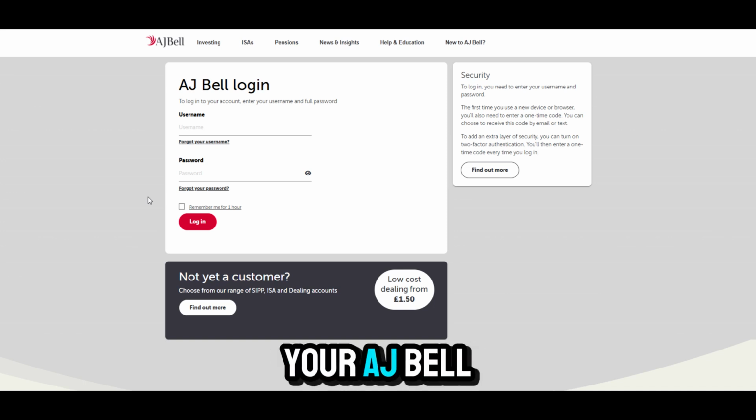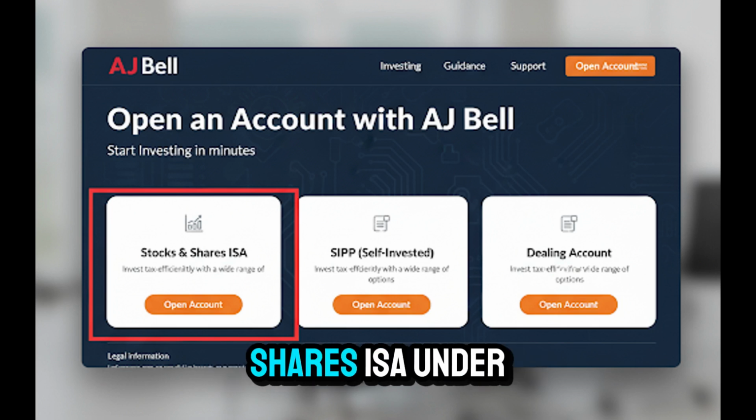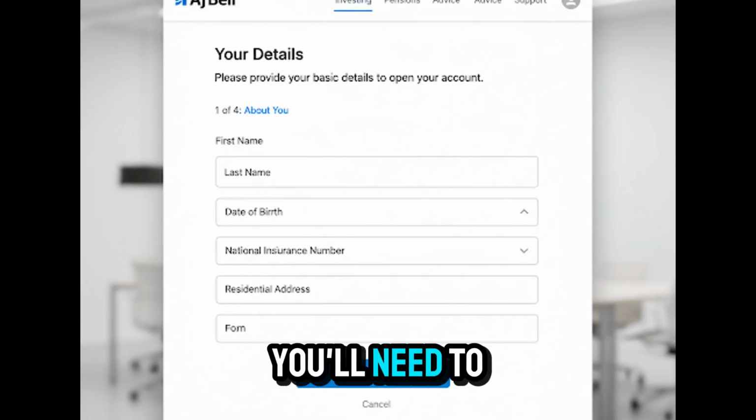First, log into your AJ Bell account through the website or mobile app. If you don't already have an ISA, open one by selecting Stocks and Shares ISA under Account Types. You'll need to provide some basic details to get started.